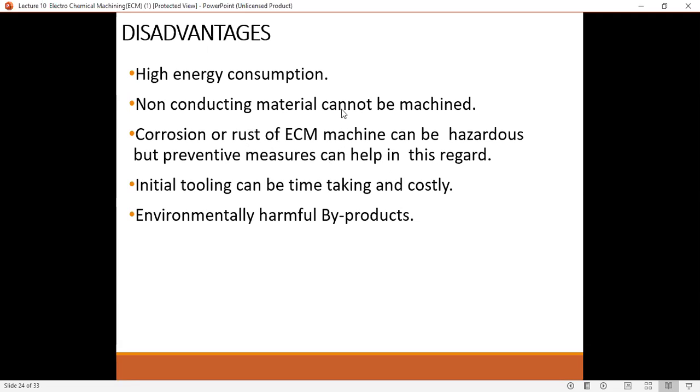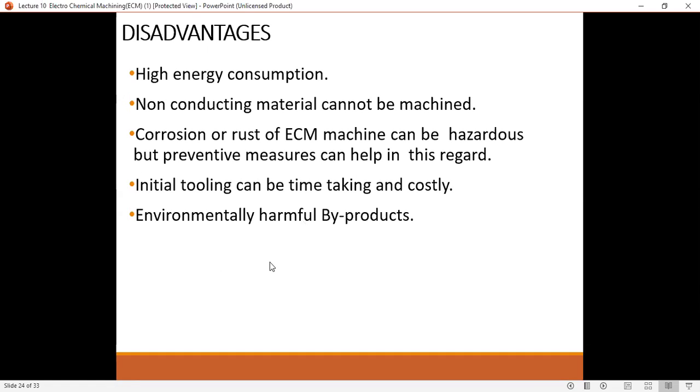Because of the chemical reactions, the ECM machines are subjected to rusting problems, so you have to use proper procedures to protect the machine itself. Initial tooling can be time consuming and also costly, because you have to fabricate the tooling itself. You have to machine the tooling in order to machine the workpiece. That takes time and also cost.